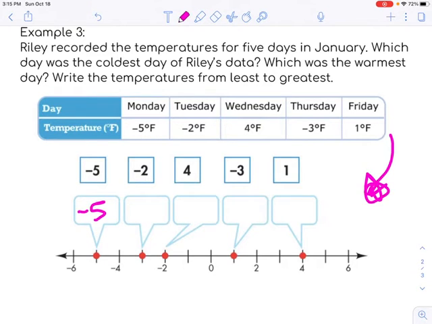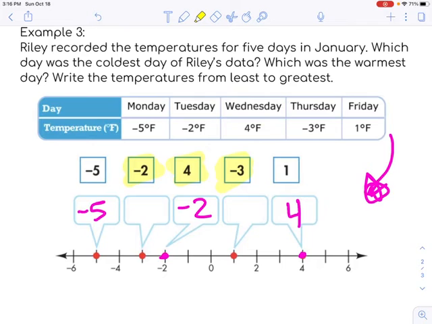Okay. Then I have negative 2 next. Where would negative 2 go? What numbers can negative 2 go in between? Well, we can see it right here on our number line. It's going to go right here in between negative 1 and negative 3. So now let's do the next one, positive 4, which we can also see already on our number line over here, positive 4.